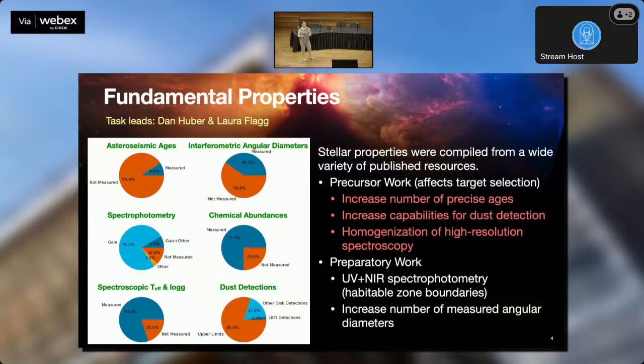The crux of their takeaways is that we need increased precise ages for these stellar targets, very important for habitable worlds. We need better capabilities of dust detection. And then also we need a homogenization of high-resolution spectroscopy. So let's go into that a little bit more.